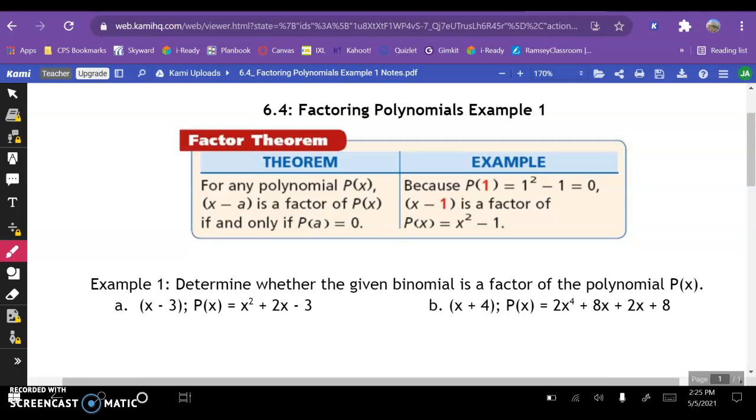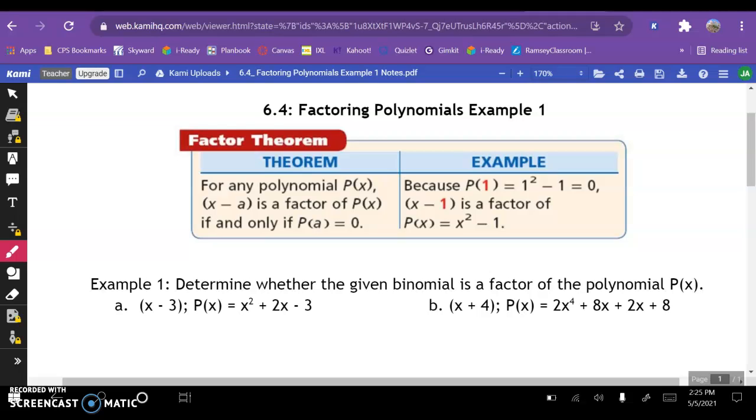For section 6.4, we're going to start off by talking about the factor theorem. What it means is that for any polynomial p of x, x minus a is a factor of the polynomial p of x if and only if p of a is equal to 0. So what that really means is if we divide and we find our remainder, if our remainder is equal to 0, then our binomial is a factor of the polynomial that they gave us.